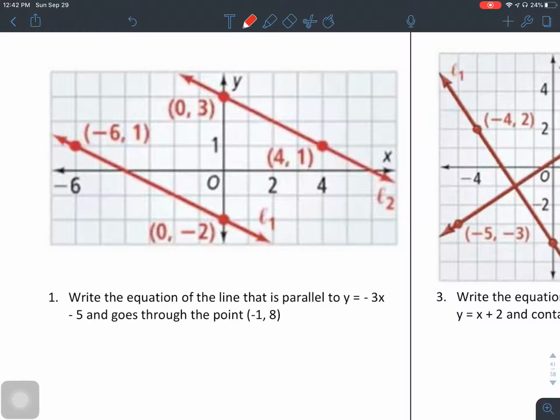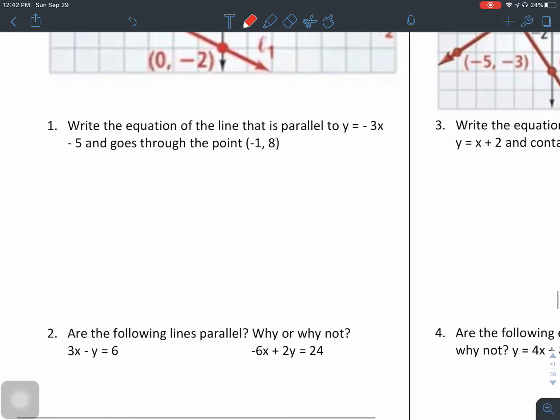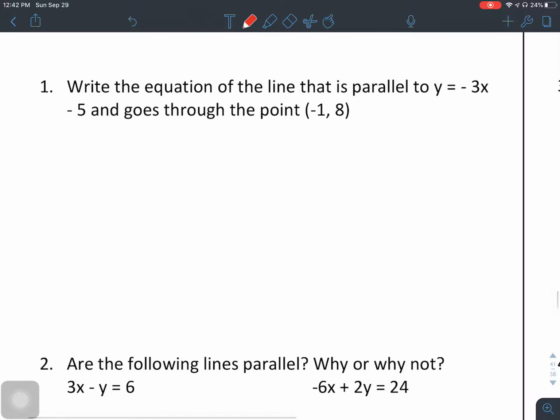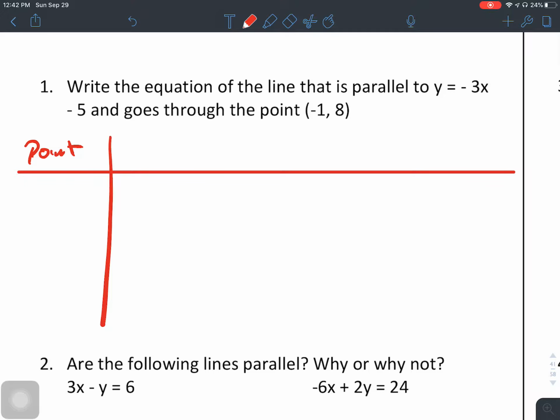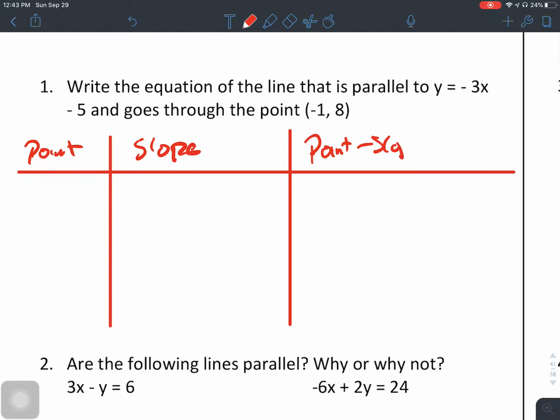So this picture has nothing to do with this problem. Ignore that picture. Write the equation of a line that's parallel to this line and goes through this point. Well, what two things do we need to make an equation? We need a point and we need a slope. Then we can write the equation in point-slope form.